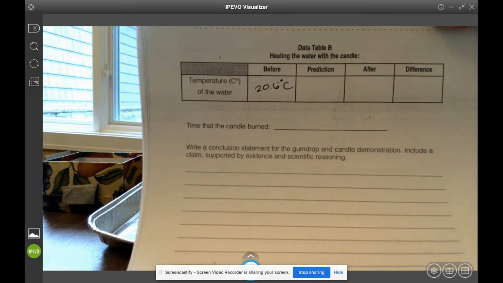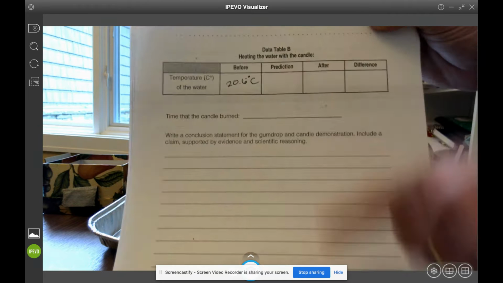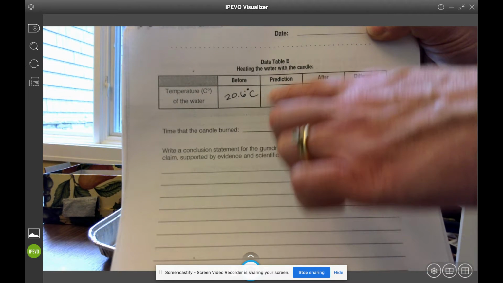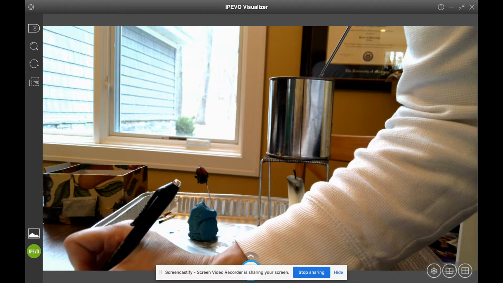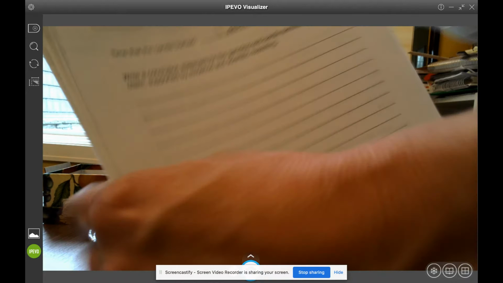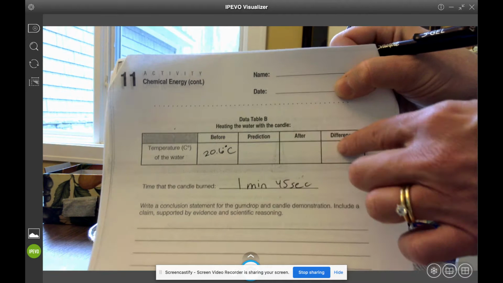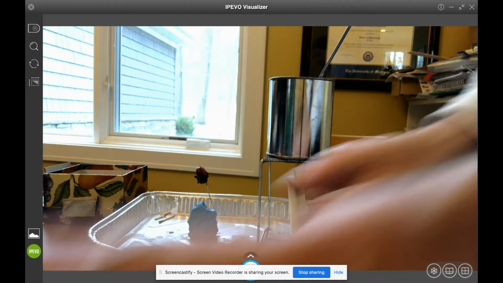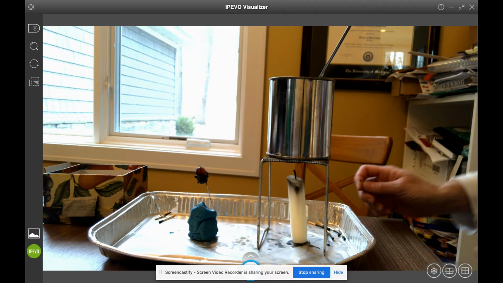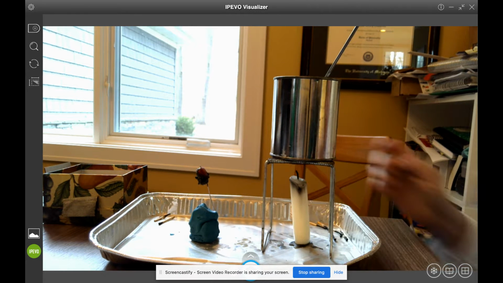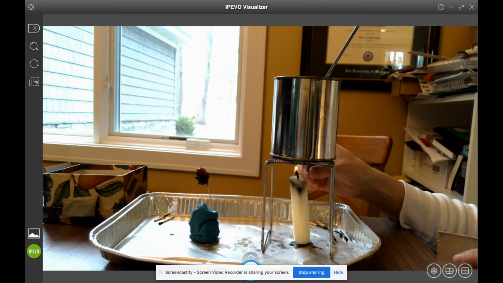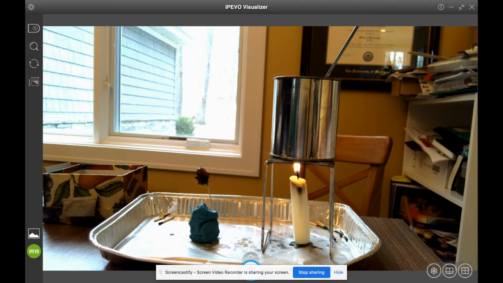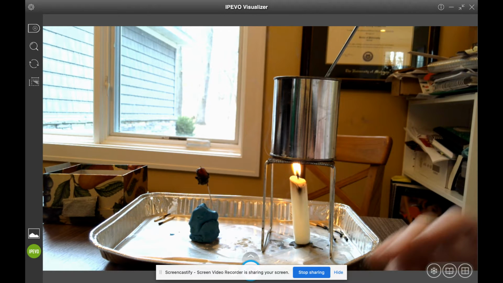So 20.6 degrees Celsius. Make a prediction. How much do you think it's going to raise the temperature? And we're still going to let this burn 1 minute, 45 seconds, and we'll get our after temperature and calculate the difference. All right, is that candle in the center? Yeah, pretty good. And the timer. You need to get the timer. Oh yeah, start the timer. Press start. I've got it ready to go. It's ticking.